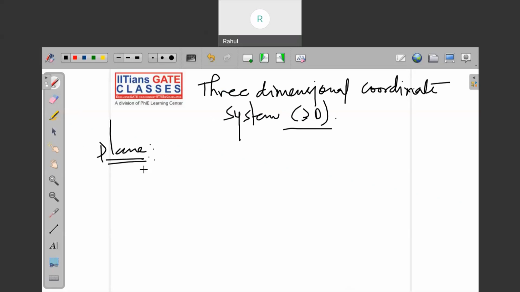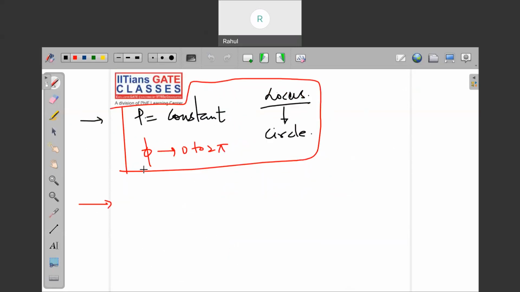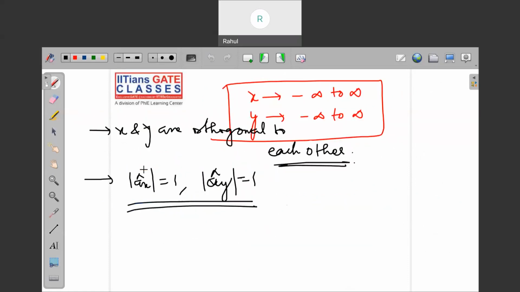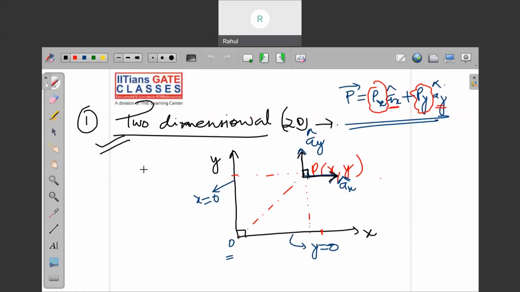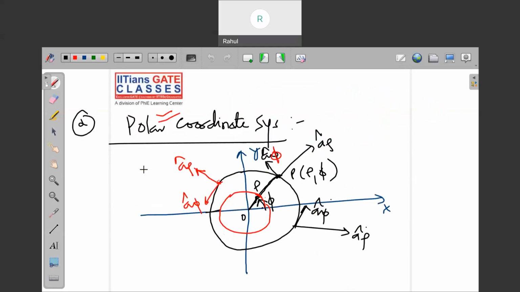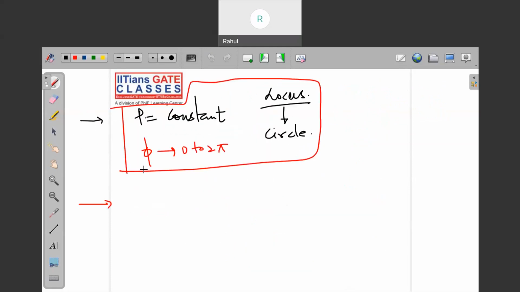And where we located one point, and that point P was having coordinates X and Y, and X was ranging from minus infinity to infinity, and Y was ranging from minus infinity to infinity. But in this case, if rho is constant, your phi can go from 0 to 2 pi. So these are all the possible values for phi, and this will be used in case of an antenna, in case of any vector calculus problem you are solving.